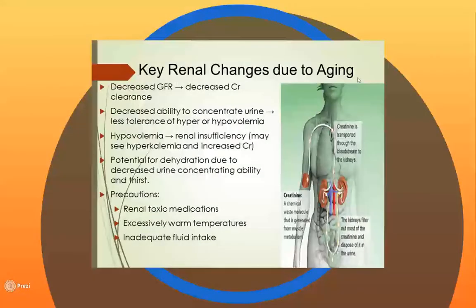Our kidneys, we have a decreased glomerular filtration rate, or GFR. That means our creatinine clearance is changed, right? It's also decreased. This is one of the reasons why we have a potential for dehydration, because we have a decreased urine concentrating ability and a decreased thirst. When we don't take in enough fluids, then our kidneys will show a little bit of renal insufficiency. We might see a higher potassium level and certainly an increased creatinine, but we're not going to excrete drugs like we should.